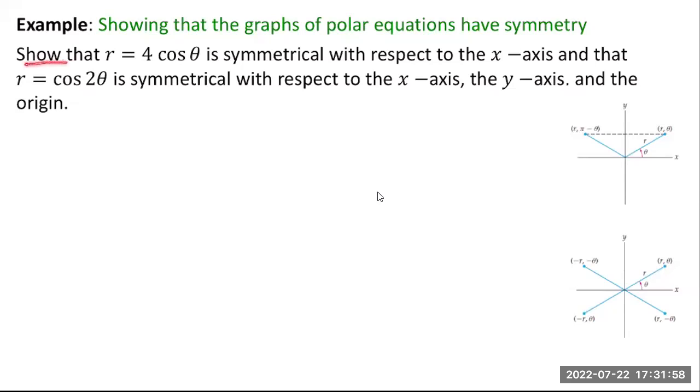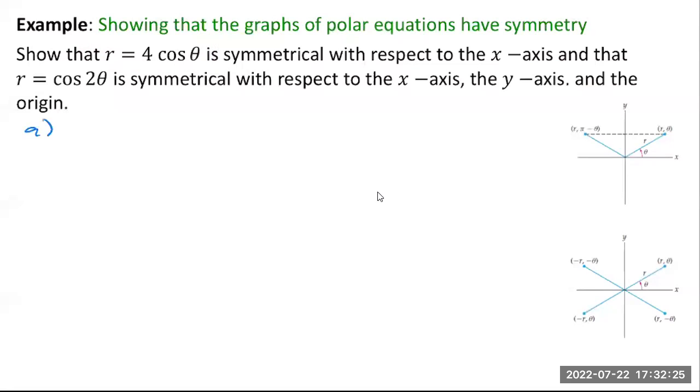Here is the example. Show that r is equal to 4 cosine theta is symmetrical with respect to the x-axis, and that r is equal to cosine 2 theta is symmetrical with respect to the x-axis, y-axis, and the origin. Okay, it has all three symmetries, while this has the symmetry about the x-axis. Let's work on this one. How do we show that this is symmetric with respect to the x-axis? Part A. I'll call this part A.